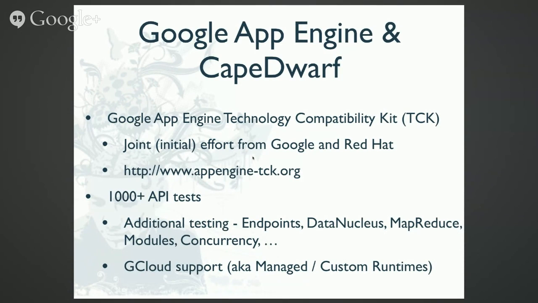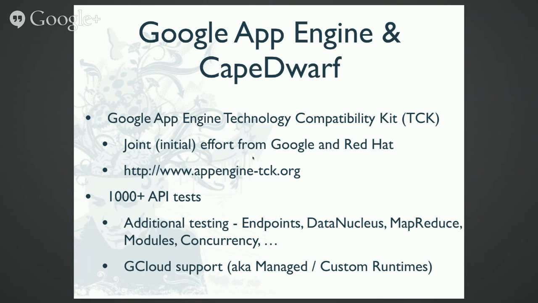So we decided on collaboration, and we moved under the same umbrella, and that umbrella is Google App Engine TCK, Technology Compatibility Kit. It was a joint effort, and still is a joint effort from Google and Red Hat. We moved our own tests into the TCK, and they were slowly porting their tests into the TCK as well.